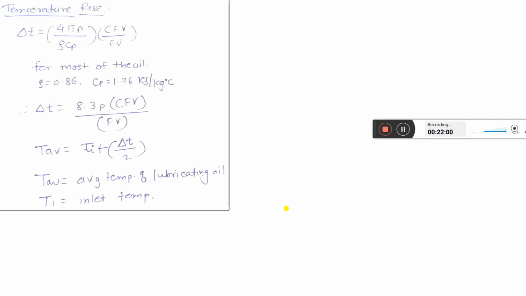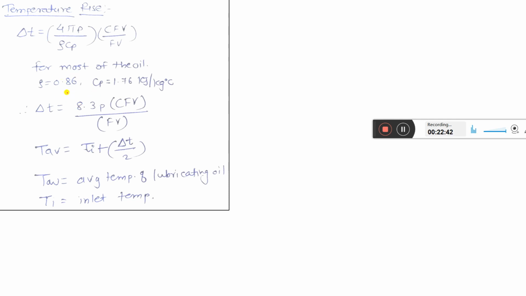Next important point is temperature rise. When oil is flowing through the bearing, obviously due to friction the temperature of the oil will increase. So how much is the rise in temperature, that we have to find out. That is given by the symbol delta T, final temperature minus initial temperature, which is given by the equation 4π P upon ρ Cp (Cfp upon Fp). Now we will see what are the different ρ, Cp and other parts. Rho is the density of oil, whatever density of oil is used.